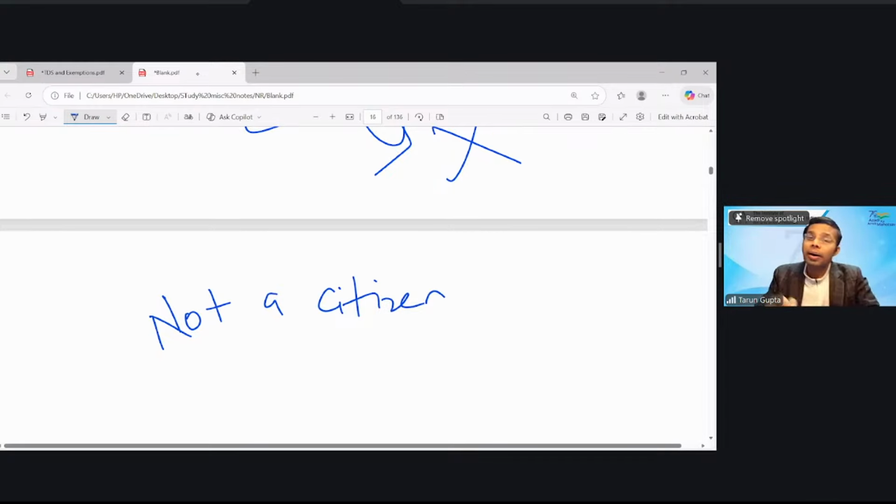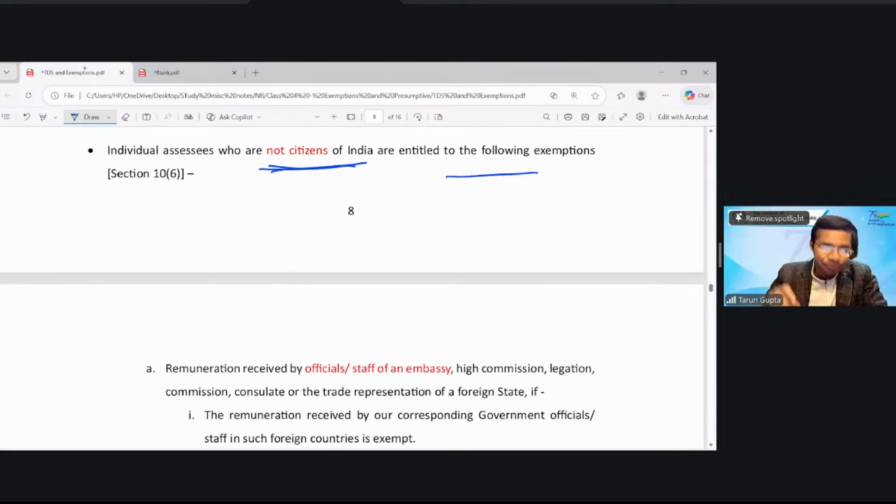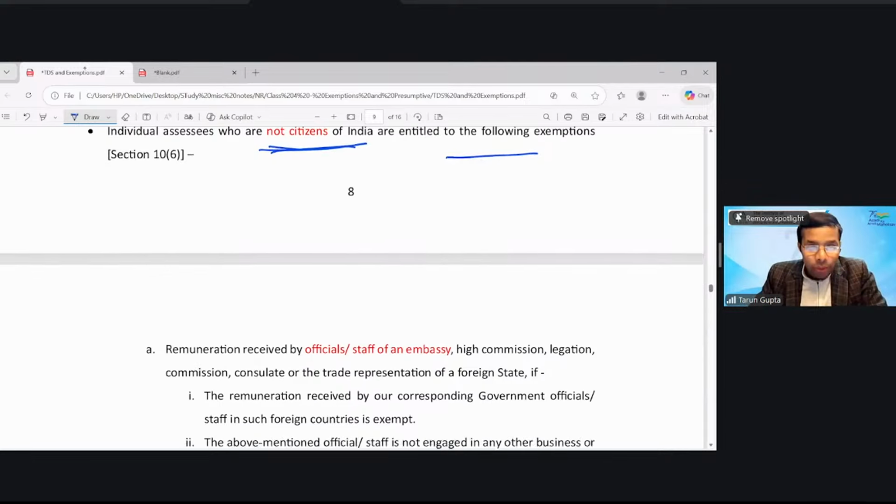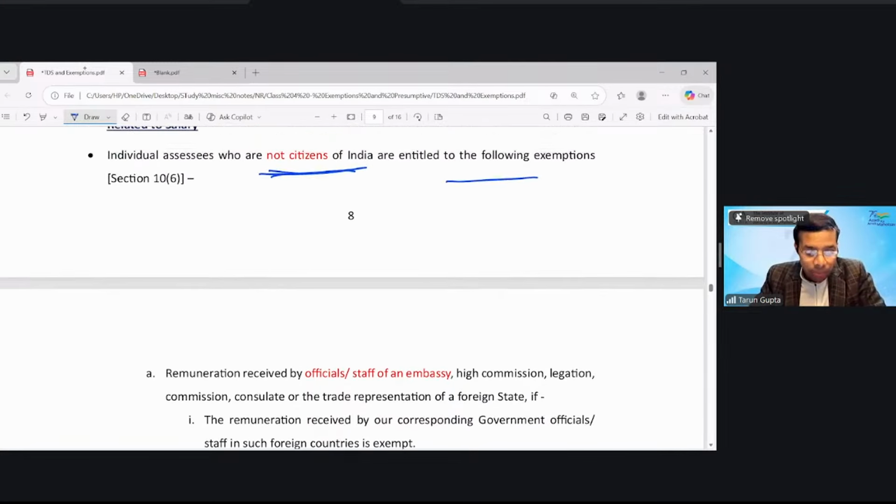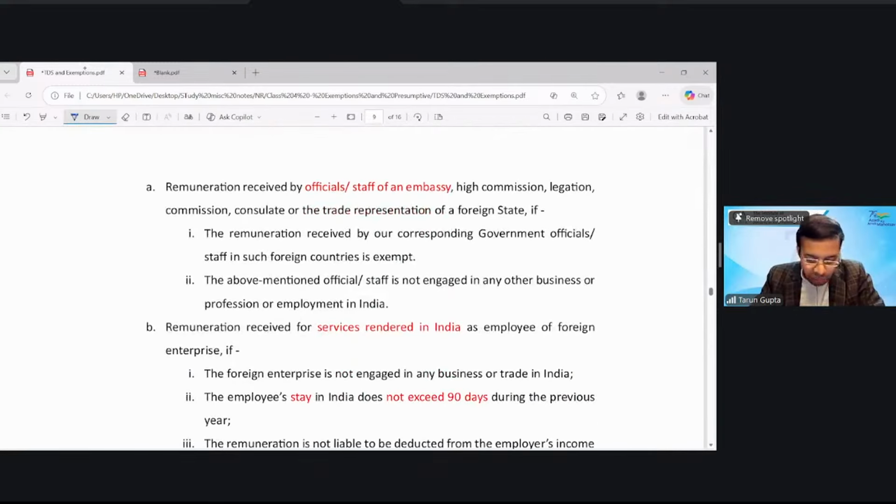You should be like Akshay Kumar. Akshay Kumar doesn't hold an Indian passport. He holds a Canadian passport. So, these exemptions are available to individuals who are not a citizen of India. First exemption is remuneration received by an official or staff of an embassy, high commission, legation, commission, consulate, or trade representation of a foreign state.